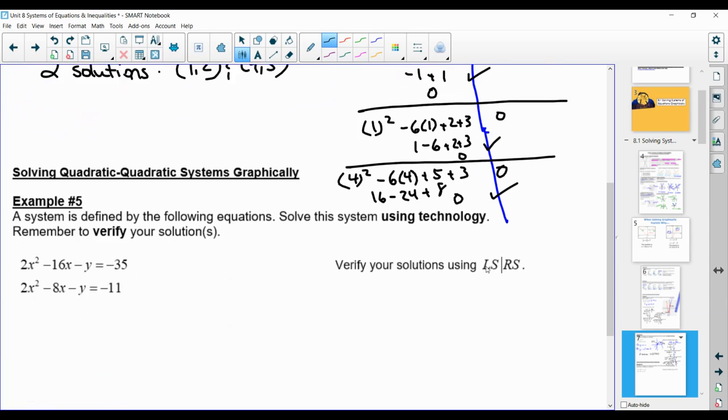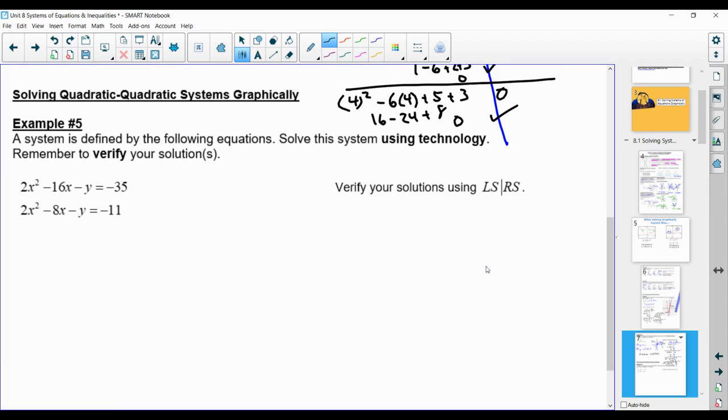Now let's move on to quadratic-quadratic. The methods are exactly the same, the graphs are just different. So for solving using technology, we're going to take both of these equations and set them equal to y equals. So rearranging those equations to equal y, we're going to have y equals 2x squared minus 16x plus 35. So we've moved the y across the equal sign, and we've brought the negative 35 over.